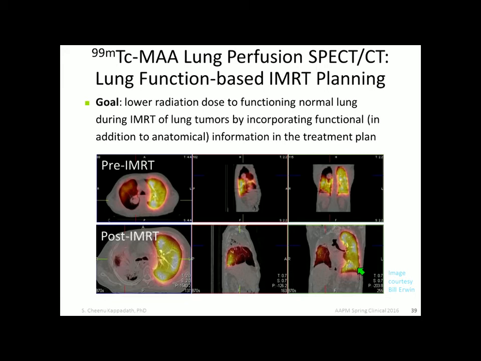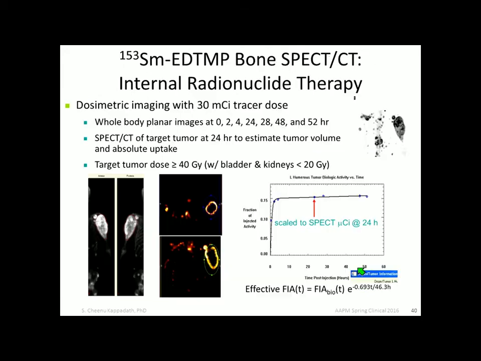A similar approach is being explored for HCC treatments at Anderson, where they're doing sulfur colloid imaging of the liver to assess what parts of the liver are actually viable. When they're planning IMRT for treating HCC, they're trying to avoid irradiating the parts that have functional liver cells. So that's another application of SPECT CT.